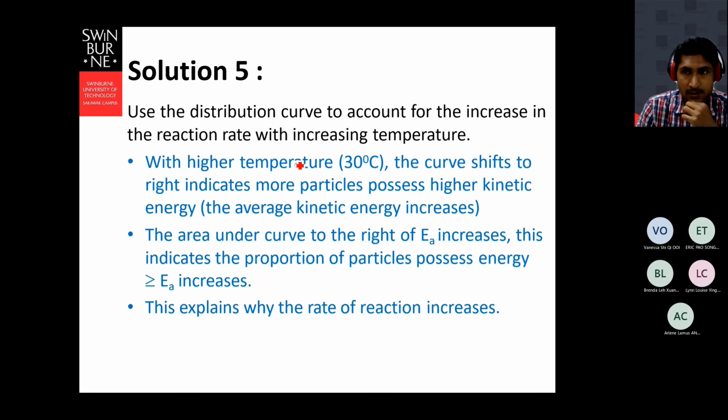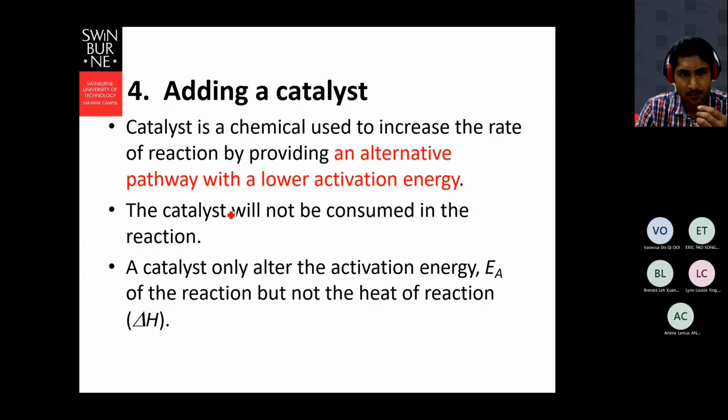Okay, so here it says to use the distribution curve to account for the increase in the reaction rate with increasing temperature. I was just describing why at 30 degrees more particles will have higher energy and do more reaction. Catalyst. What is a catalyst? Does anybody have any idea what a catalyst is? Anybody?